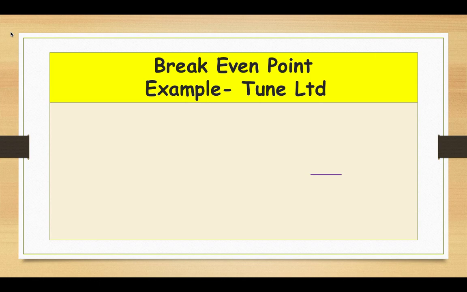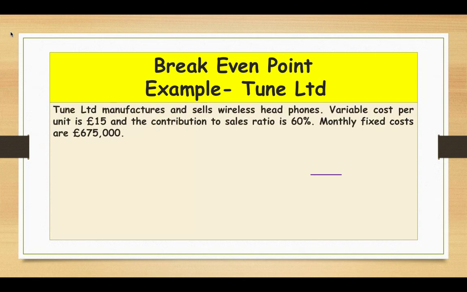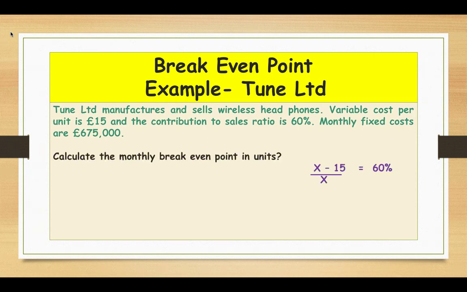We are going to see an example called Tune Limited. Tune Limited manufactures and sells wireless headphones. Variable cost per unit is £15. The contribution to sales ratio is 60%. Monthly fixed cost is 675,000. Calculate the monthly break-even point in units.